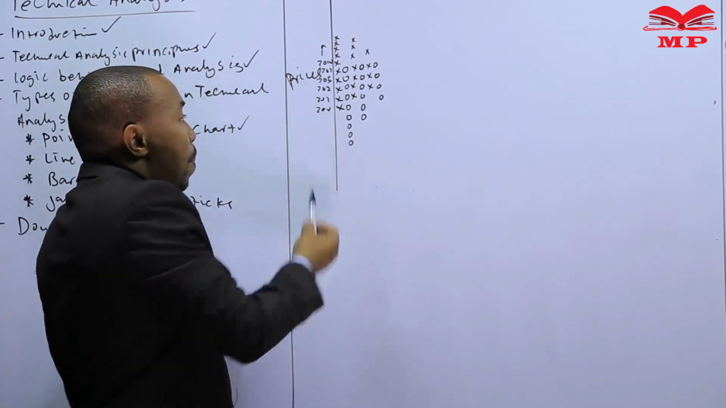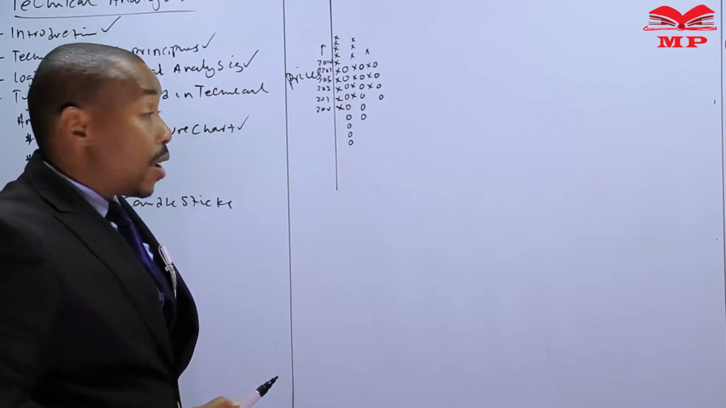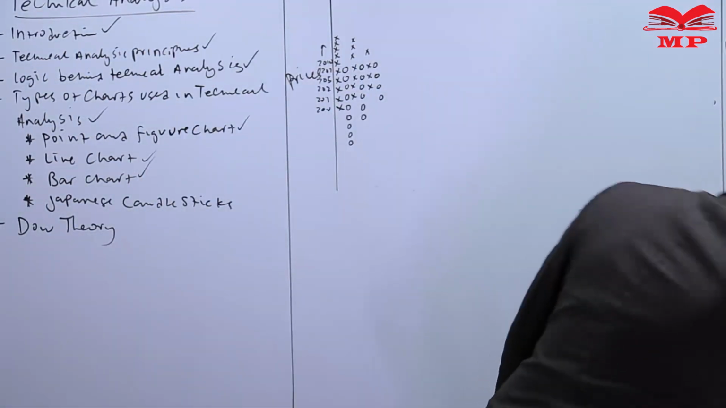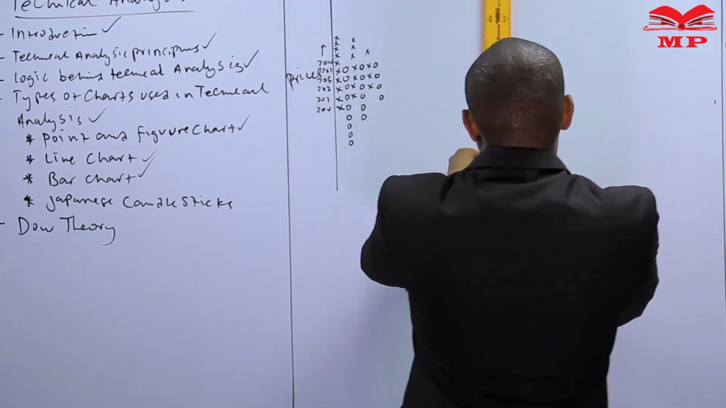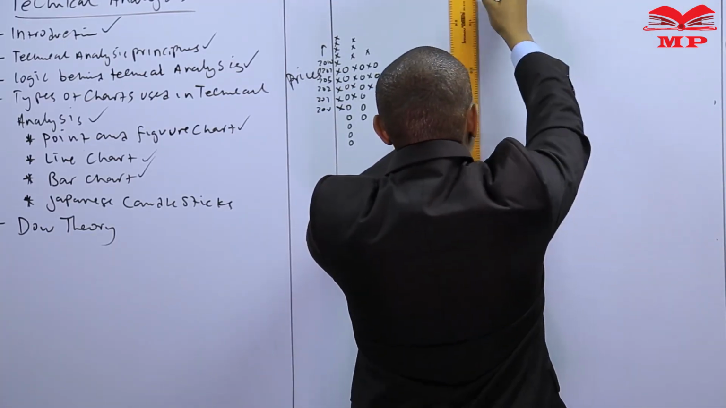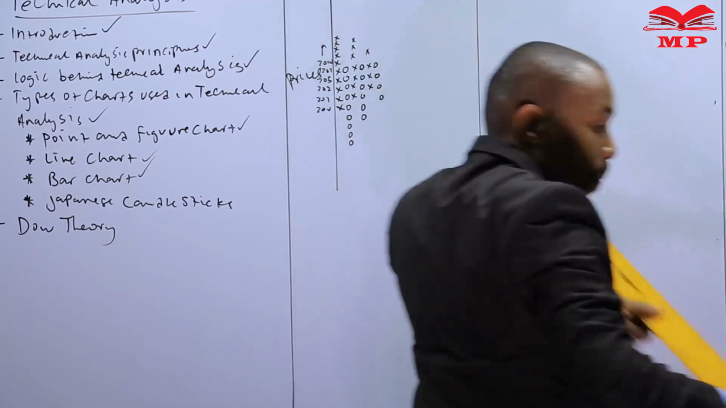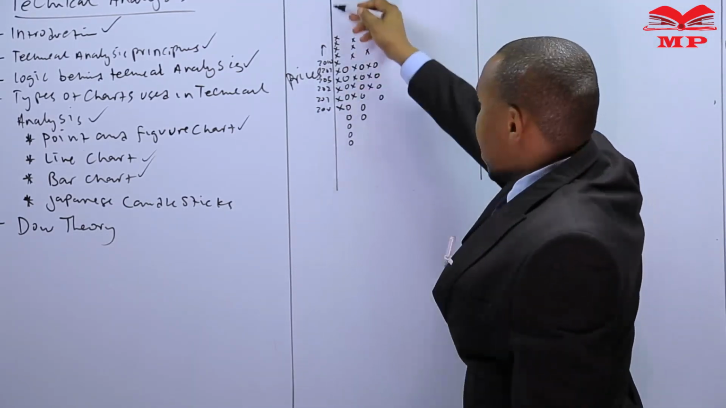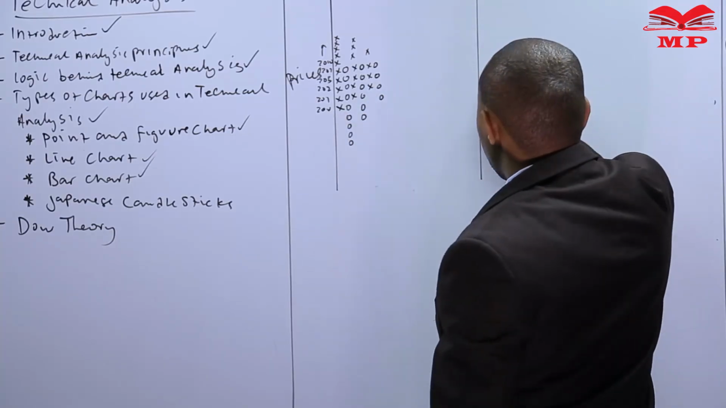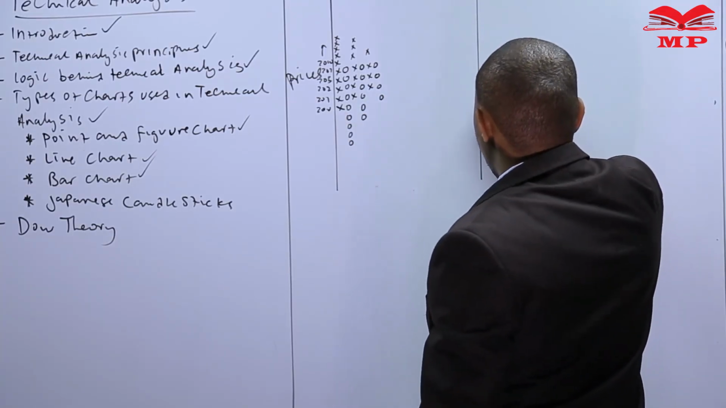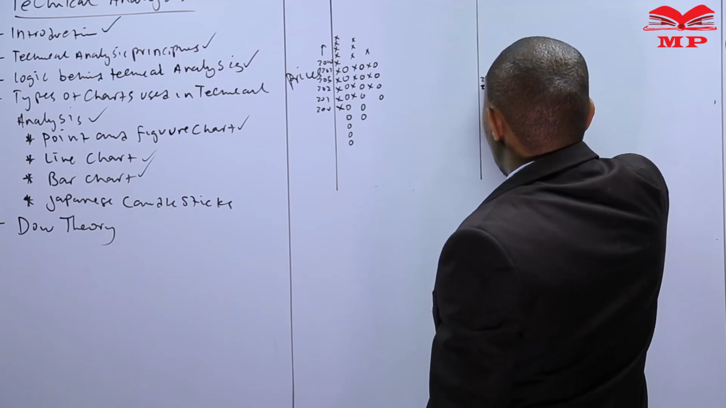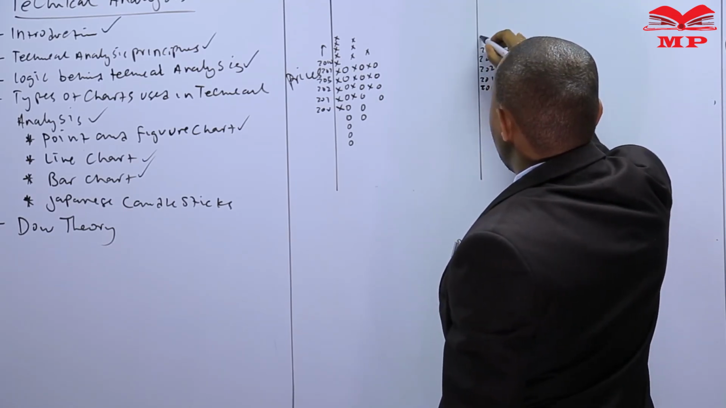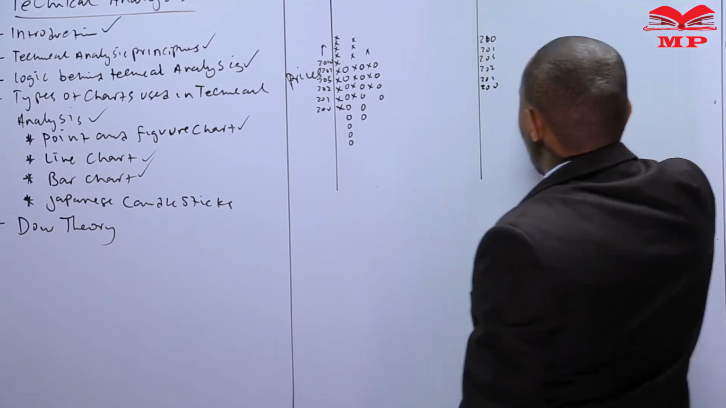We can also plot a point and figure chart using the actual prices. So over here, you can have, say, a parallel diagram just beside this point and figure chart right here, and indicate now the prices over here. Instead of having the x-axis indicating the prices like that, we put them on the graph itself. So we have 200, 201, 202, 205, 201, 210, 210, and so on like that.